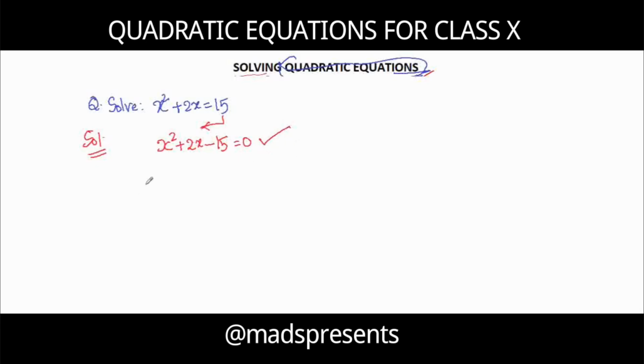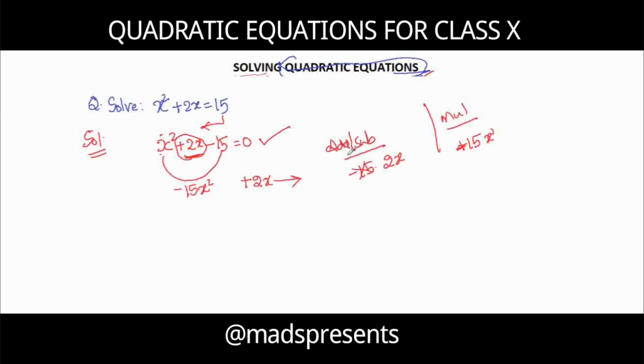Now I'm applying splitting the middle term. What is the logic behind splitting the middle term? We have to consider the middle term, that is +2x. If you add or subtract two numbers, you must get the middle term, that is 2x. And if you multiply the same numbers, you must get −15x².